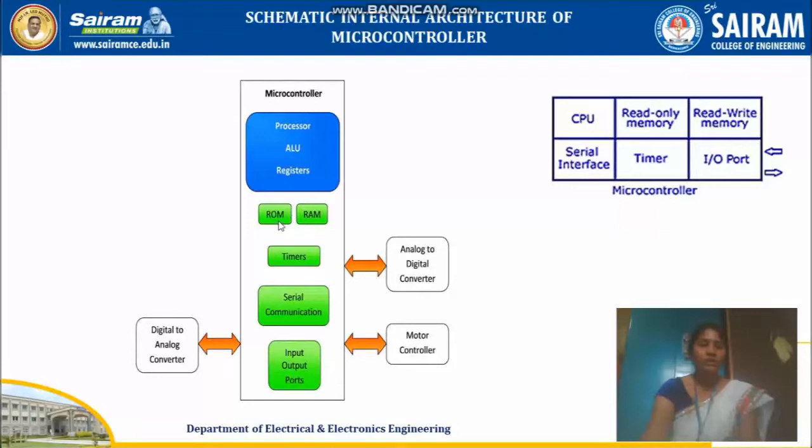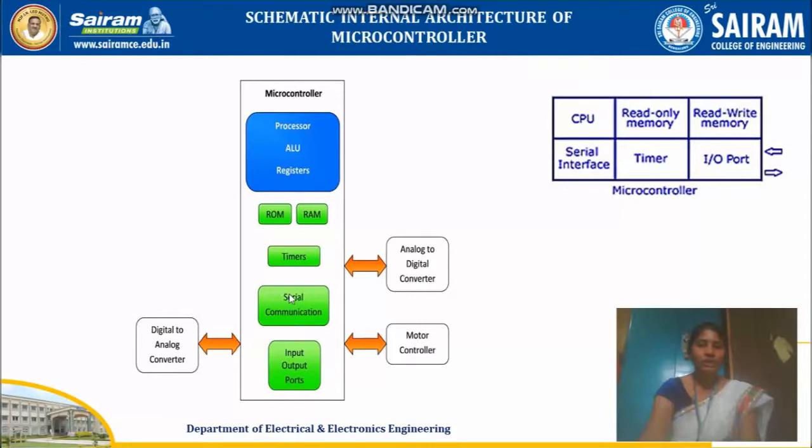We all know what RAM and ROM stand for. RAM means random access memory, ROM means read-only memory. As discussed earlier, RAM is also known as data memory, and ROM is also known as program memory. It has the processor, ALU and registers as a single block, and it has a timing circuit, which is used to design a time delay circuit, or it can be used as a counter circuit also.